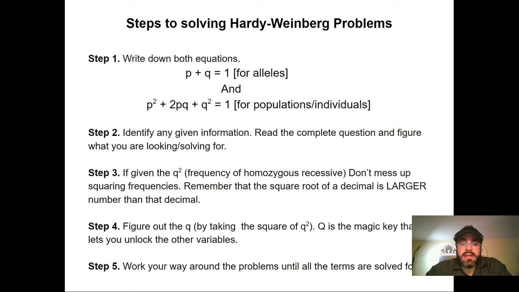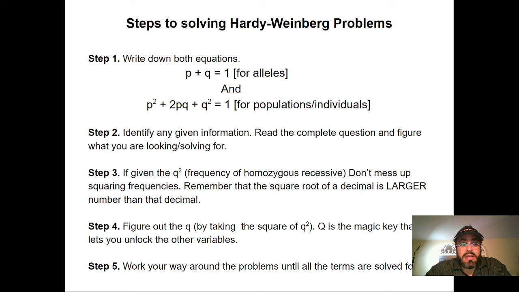And notice that the P plus Q is really for alleles, versus the P squared plus 2PQ plus Q squared, which is really if the information you're given is about populations or individuals. Step number 2, identify what you're given. Figure out what exactly you're looking for.